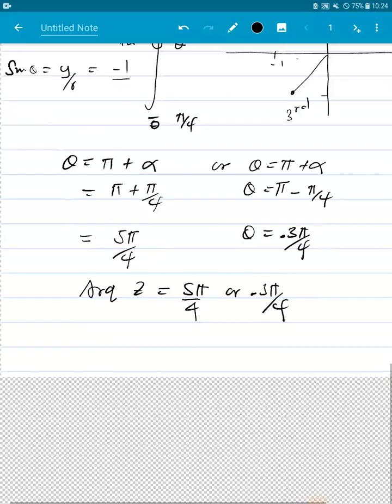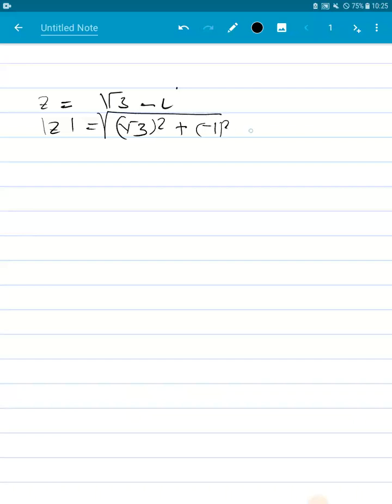Another one, the last one. On the same, z is equal to root of 3 minus i. What's your modulus? Modulus is root of 3 squared under the root, plus negative 1 squared, which is giving me root of 4, which is 2. This is 3 plus 1, 4.